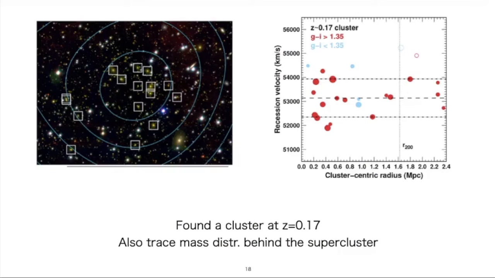Okay, so we found the clusters at the redshift of 0.17, and this one is a galaxy distribution. So if we use the weak lensing, we can trace the matter between the source and observer.